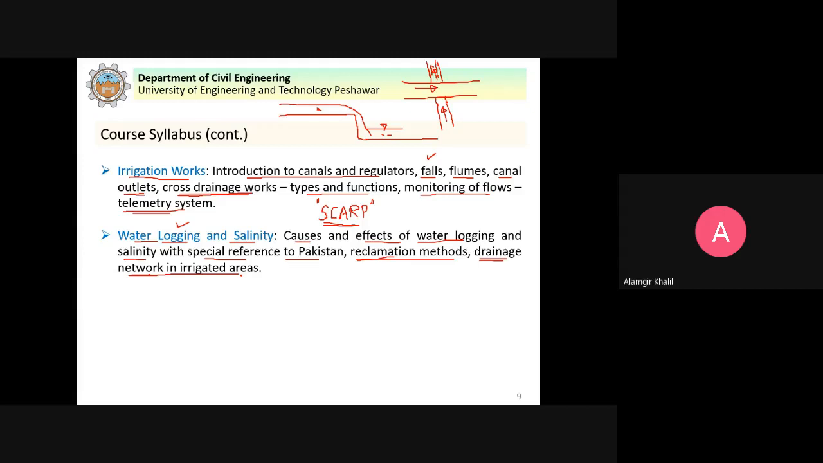On one side we supply the water to the crops, but on the other side we must have a good drainage network to drain the excess water. So we will study drainage network in irrigated areas.